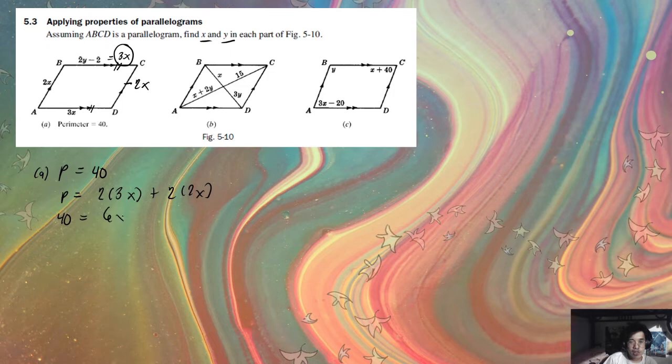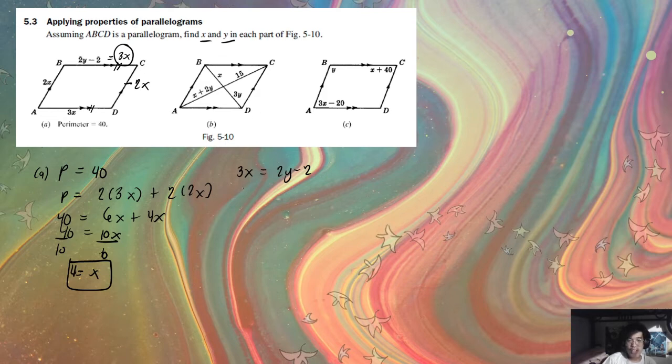40 is equal to 6x plus 4x. So 40 is equal to 10x. And if we divide both sides by 10, the value of x is just equal to 4. Now that we solved for the value of x, we can solve for the value of y. Since 3x is equal to 2y minus 2, again, the opposite sides of a parallelogram are parallel and congruent, the same with each other.